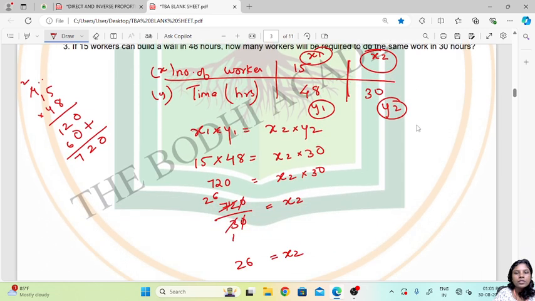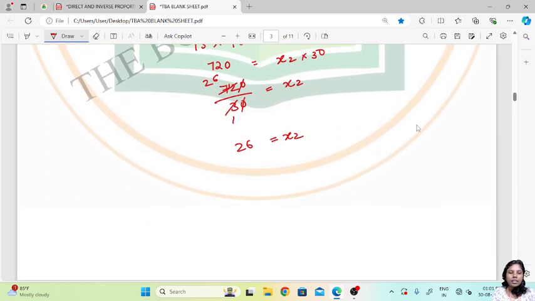So how many workers will it take? It will take 24 workers to finish the work in 30 hours.